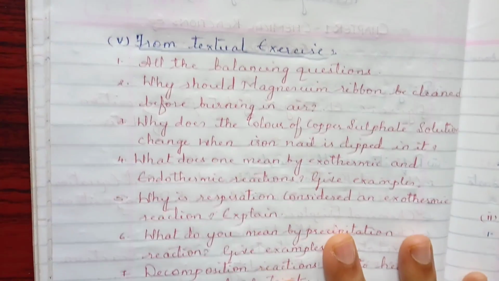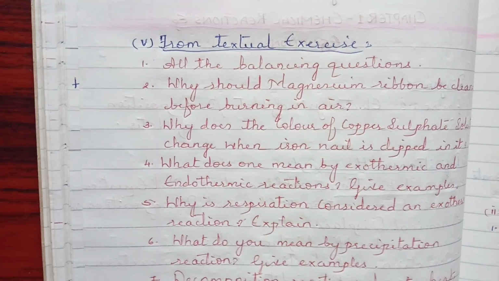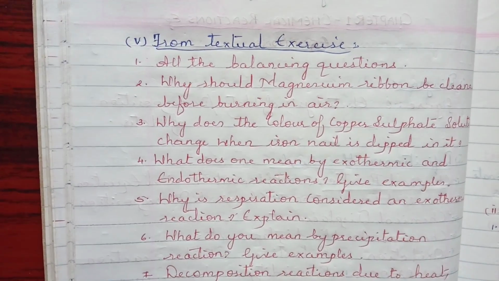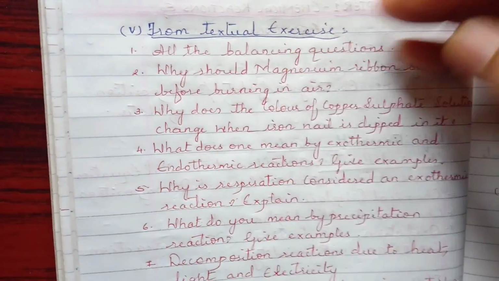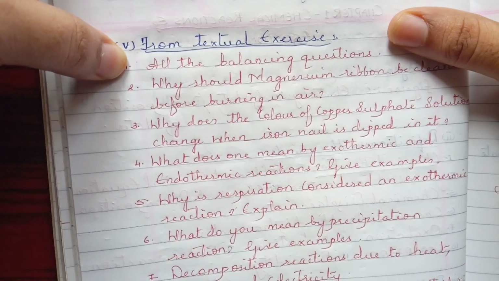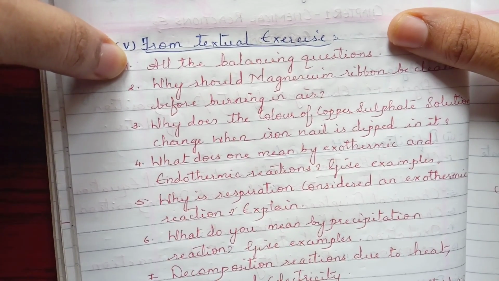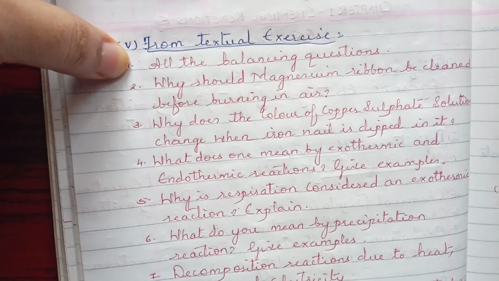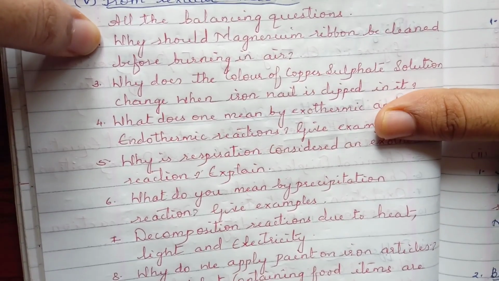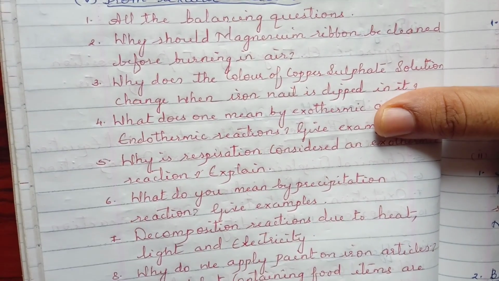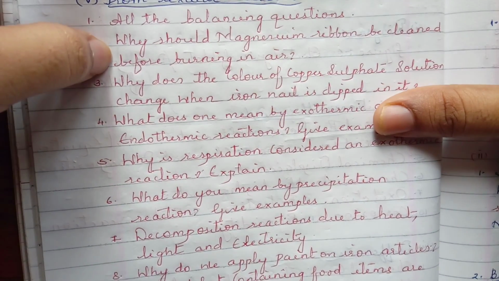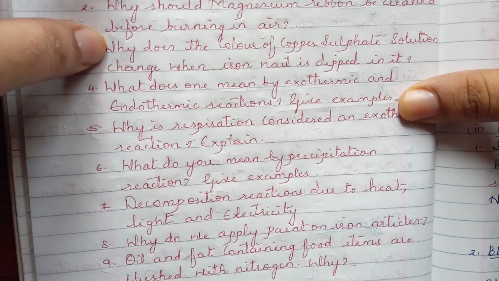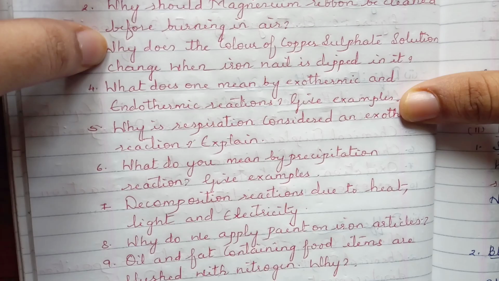Okay, the next one here, from the textual questions, I would suggest you have a glance through everything, but among that, which are the most beneficial ones, I have just written over here. So all the balancing questions, wherever you have questions related to balancing a chemical reaction or interpreting or writing a chemical equation, all those questions. Then the very first question, why should magnesium ribbon be cleaned before burning in air? This particular question has actually arisen before in one of the board papers, hence that is the reason why I have given it here. Then why does the color of copper sulfate solution change when iron nail is dipped in it?